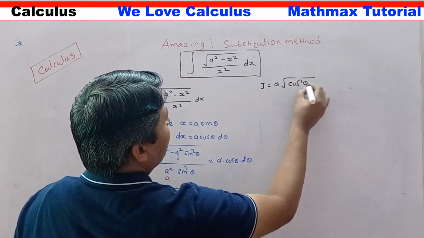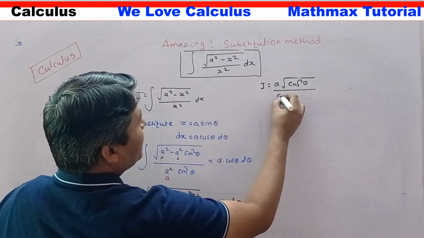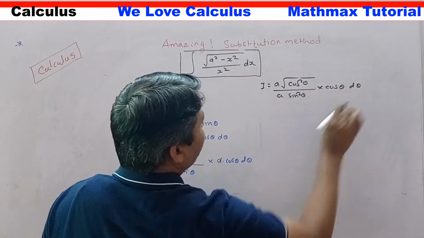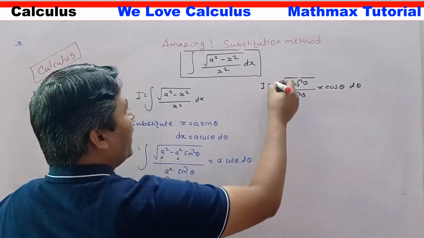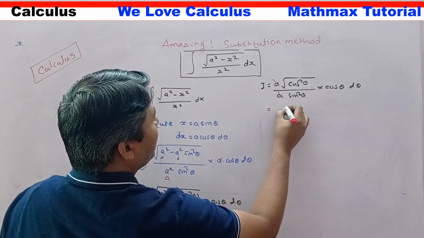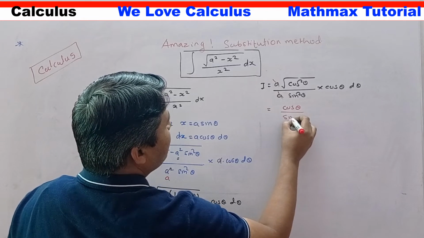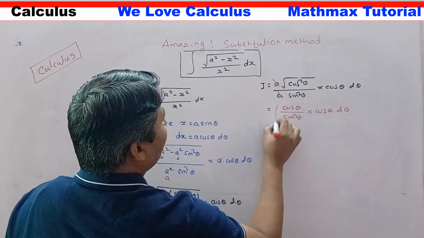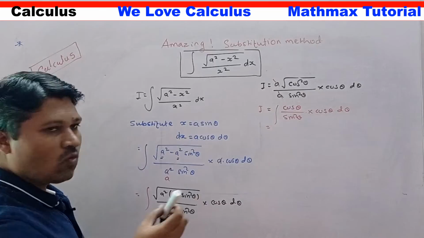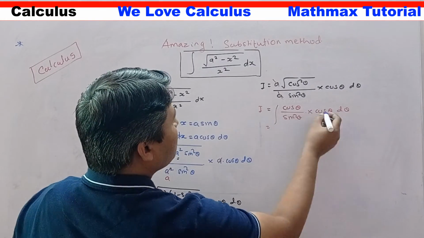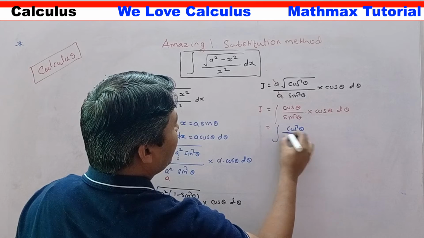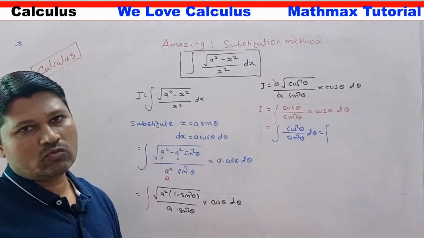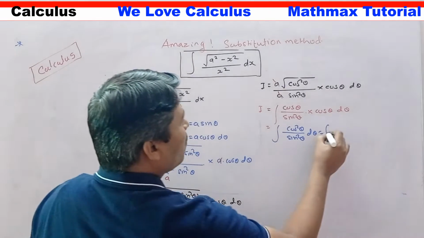And this is divided by a sin squared theta into cos theta d theta. Now here a gets cancelled, and the root of cos squared theta is cos theta, divided by sin squared theta, into cos theta d theta. Again simplifying, cos theta into cos theta gives cos squared theta divided by sin squared theta d theta. Here we know that cos squared theta upon sin squared theta is equal to cot squared theta.